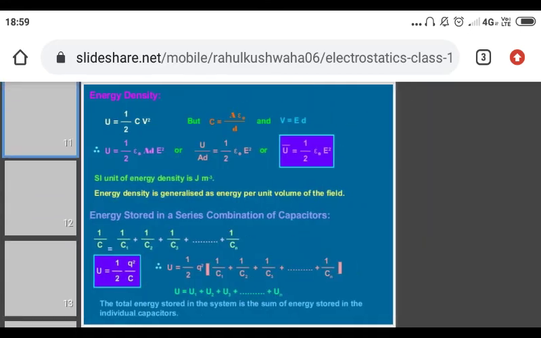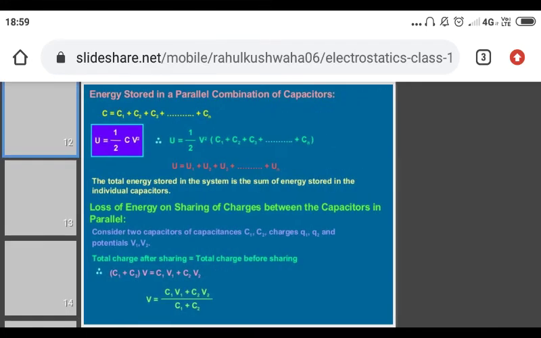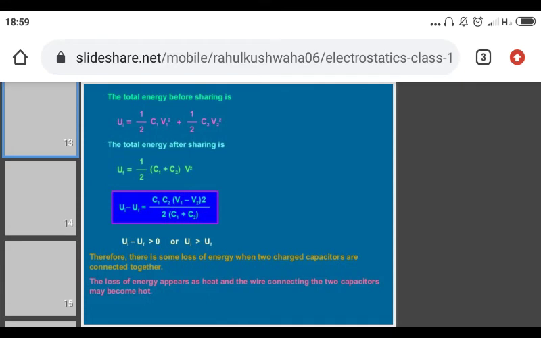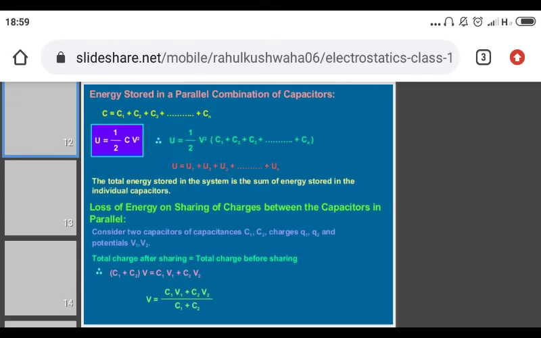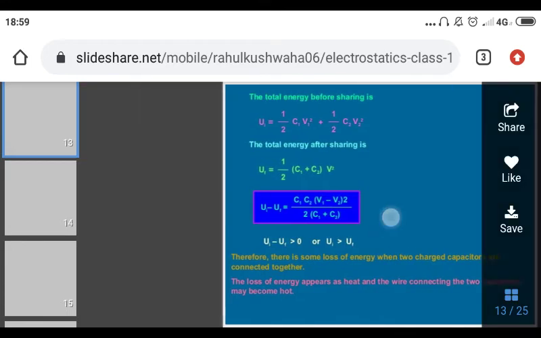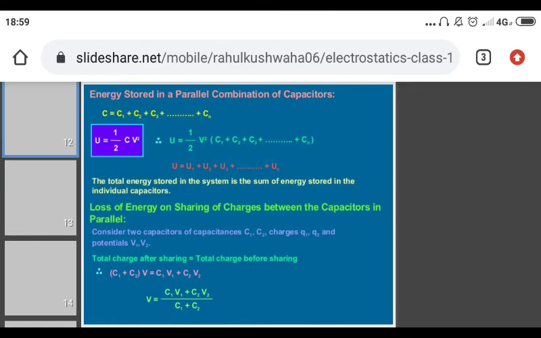And then after that, in terms of energy density, we simply divide. So let's do the parallel plate capacitor. There is one more important derivation, which is in your notebook also. Remember this one, the loss of energy, the green one. The loss of energy on sharing of charges between capacitors in parallel plate.